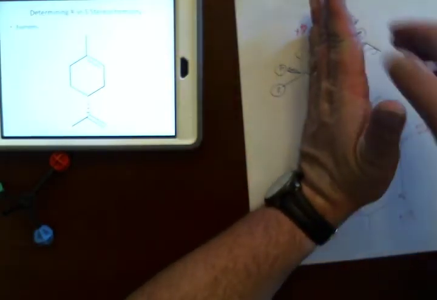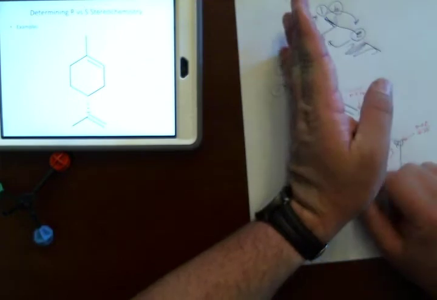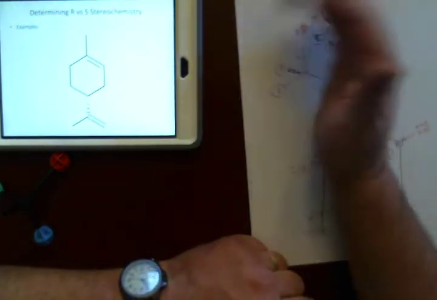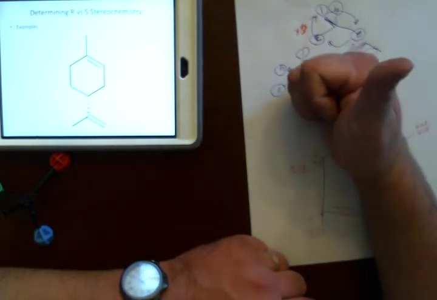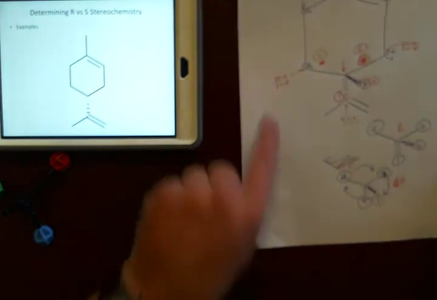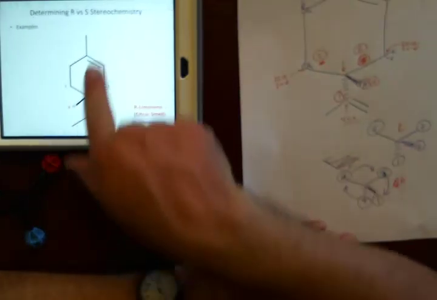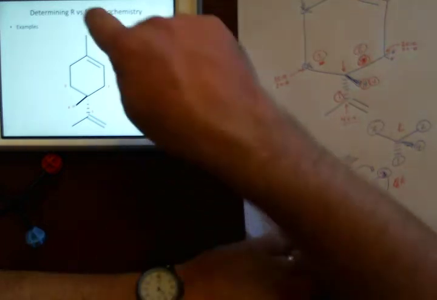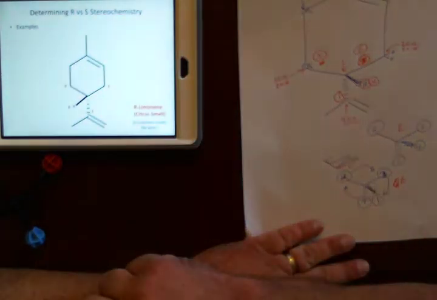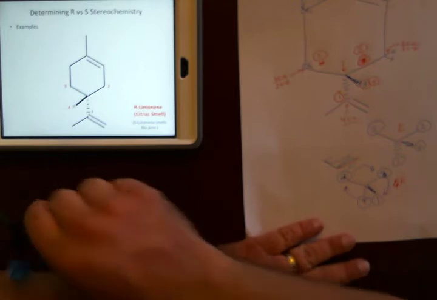So if I tried to do it with my right hand, it would go 1 to 2, right? It's going to break your hand. But with your right hand, it's natural to close your hand 1 to 2 to 3, like that, because your thumb has to be pointed up. Okay, so like that. So again, it's R. So this is the R limonene. This enantiomer smells like lemons. The S limonene actually smells like pine. Go figure.